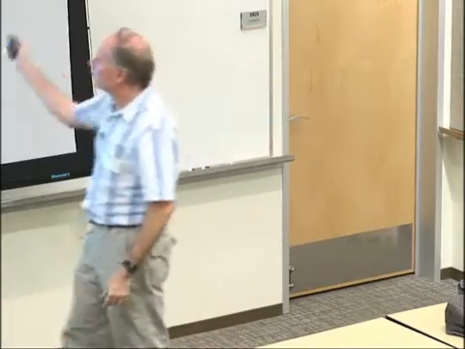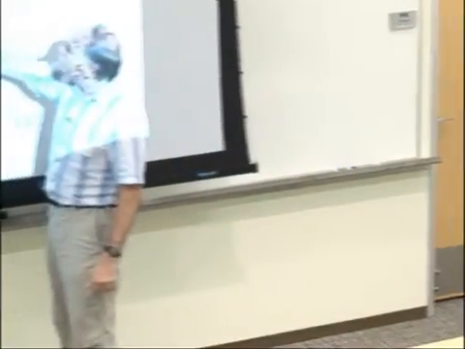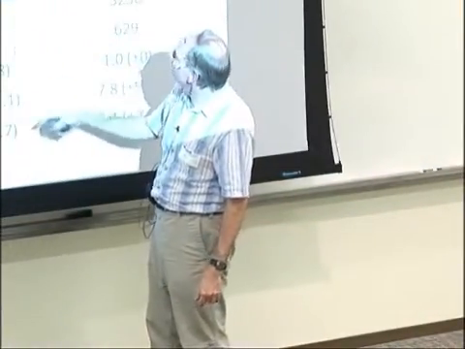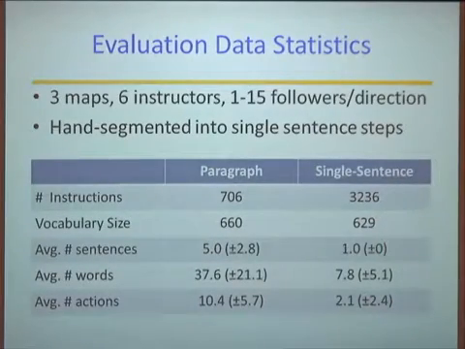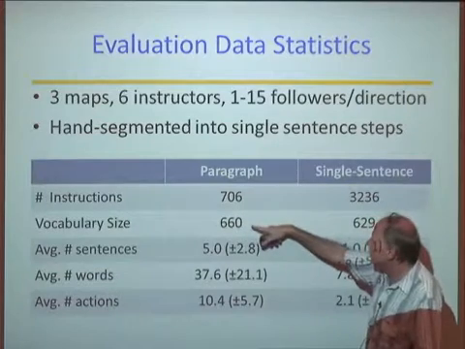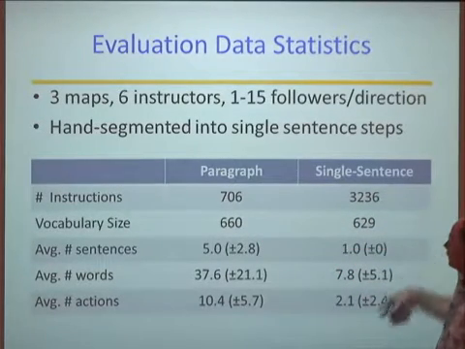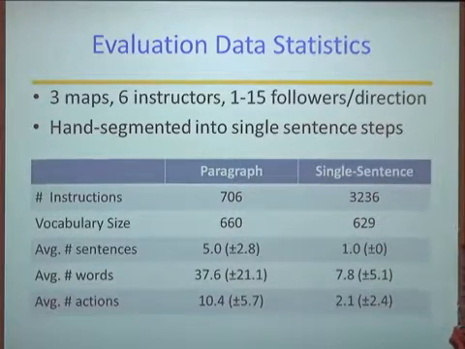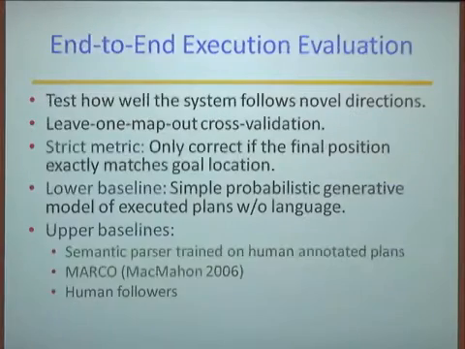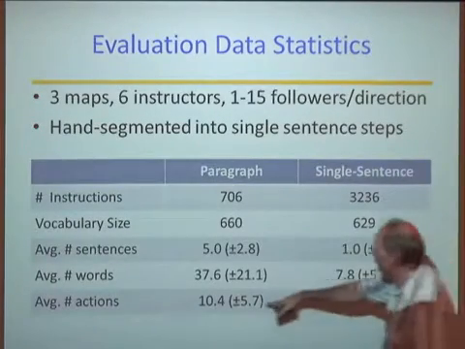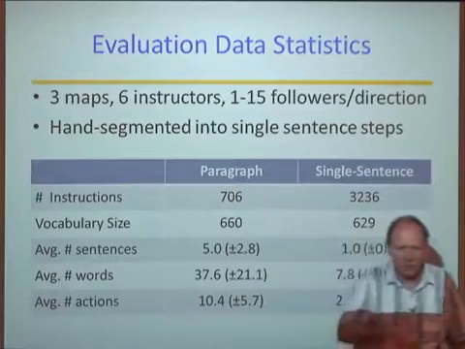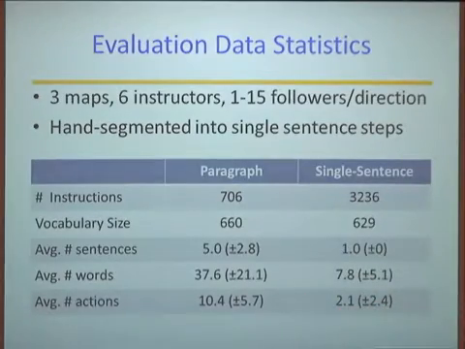So there are a few statistics. You can look at the entire instruction for a paragraph, or you can look at the individual sentences. These are various statistics. There are about 700 instructions with 660 words. The single sentences, of course, are a little bit less. So for the entire instruction, you usually need to do about 10 actions to follow the entire paragraph of instructions for how to get to the goal.